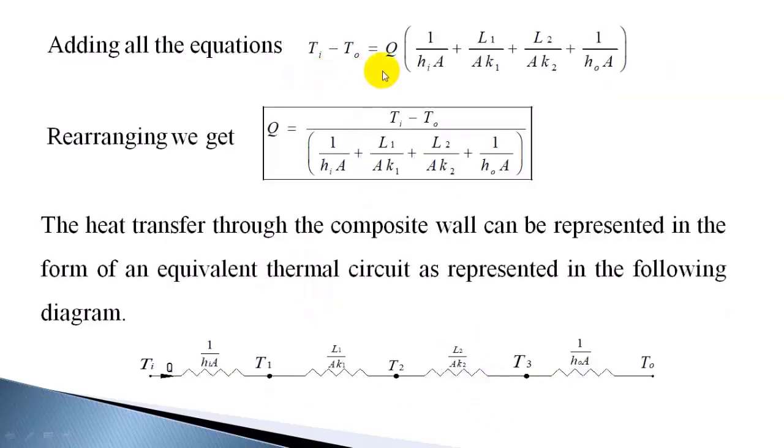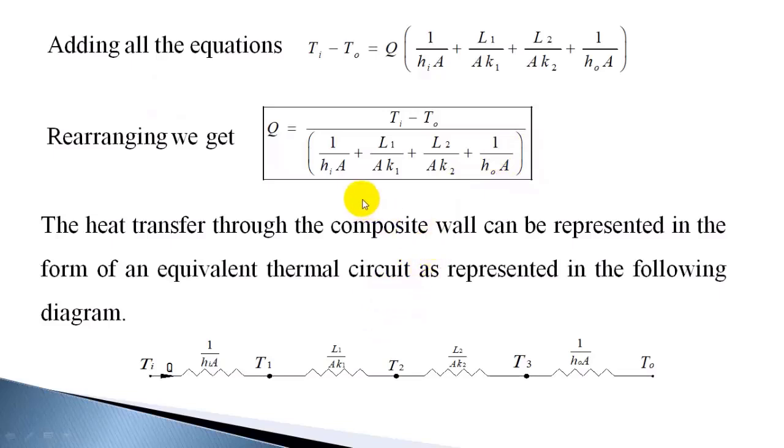By adding that, on the left hand side you are getting Ti minus T0, and on the right hand side you are getting 1 by hi A plus L1 by A K1 plus L2 by A K2 plus 1 by h0 A. Now if you rearrange, you will get Q is equal to Ti minus T0 divided by 1 by hi A plus L1 by A K1 plus L2 by A K2 plus 1 by h0 A.